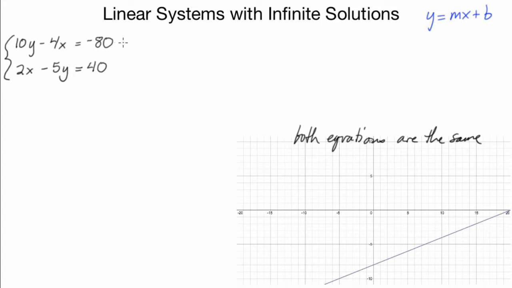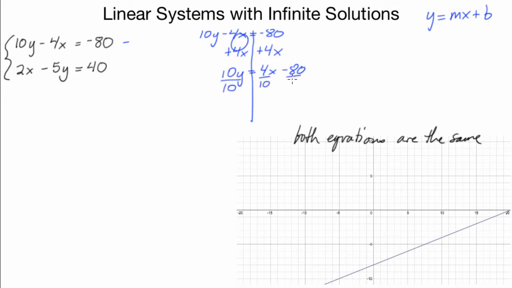We'll start with this first equation right here, 10y minus 4x equals negative 80. Let's put that into y equals mx plus b form. We're going to solve for y, get everything else on the other side. So I'm going to add 4x to both sides. Minus 4x plus 4x. I've now got 10y equals 4x minus 80. And now I'm going to divide everything on both sides by 10. And we get y equals 4/10, which reduces down to 2/5 x, minus 80 divided by 10 is 8, so minus 8.